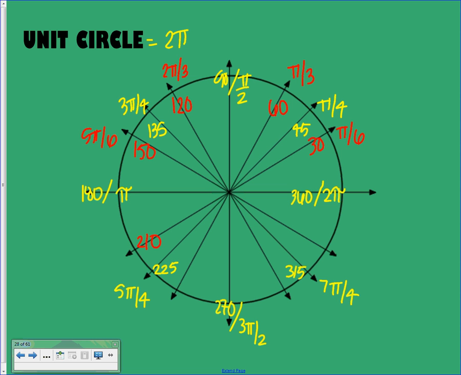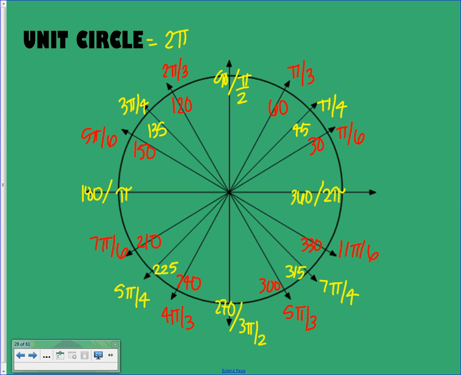The next one gets me to 210, which is 7 pi over 6. The next 30 gets me to 240. Another piece would be 8 pi over 6, which reduces to 4 pi over 3. Another 30 gets me to 270. Another one gets me to 300. So we were at 7, 8, 9. This is 10 pi over 6, which reduces to 5 pi over 3. Another one would be 330, which is 11 pi over 6.